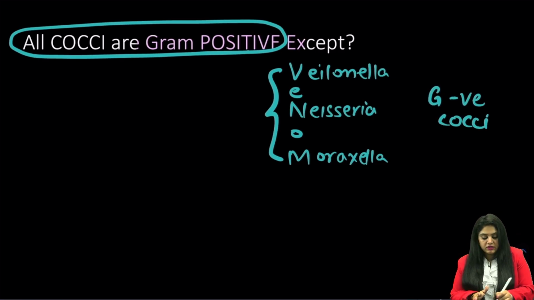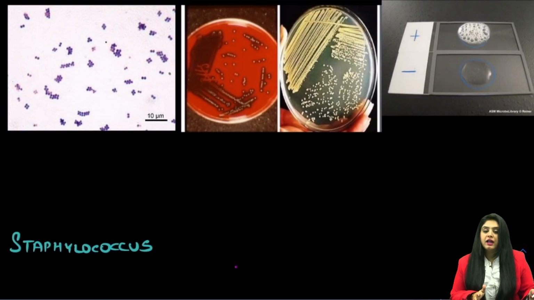So first I'm starting with the gram positive ones. What are the images that for gram positive you have to know? The most famous, Staphylococcus aureus.